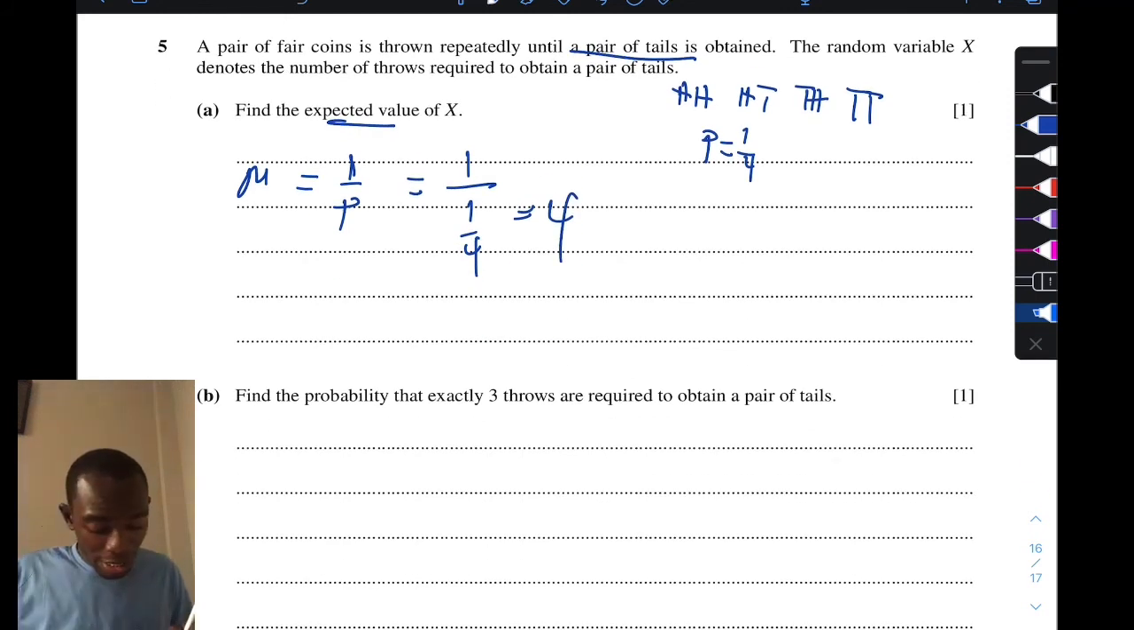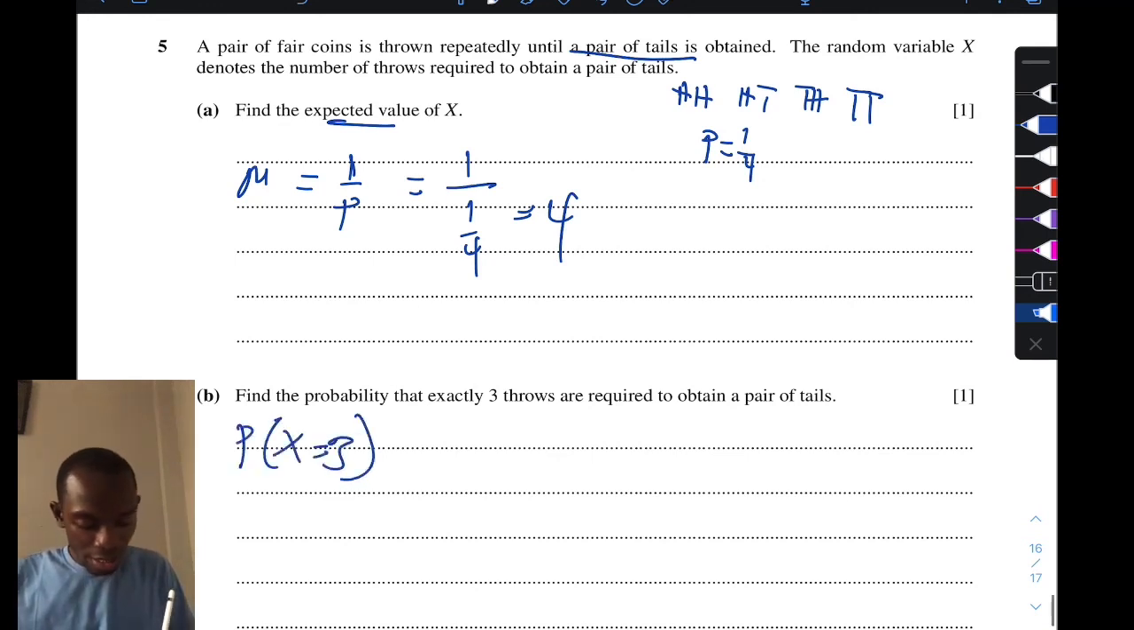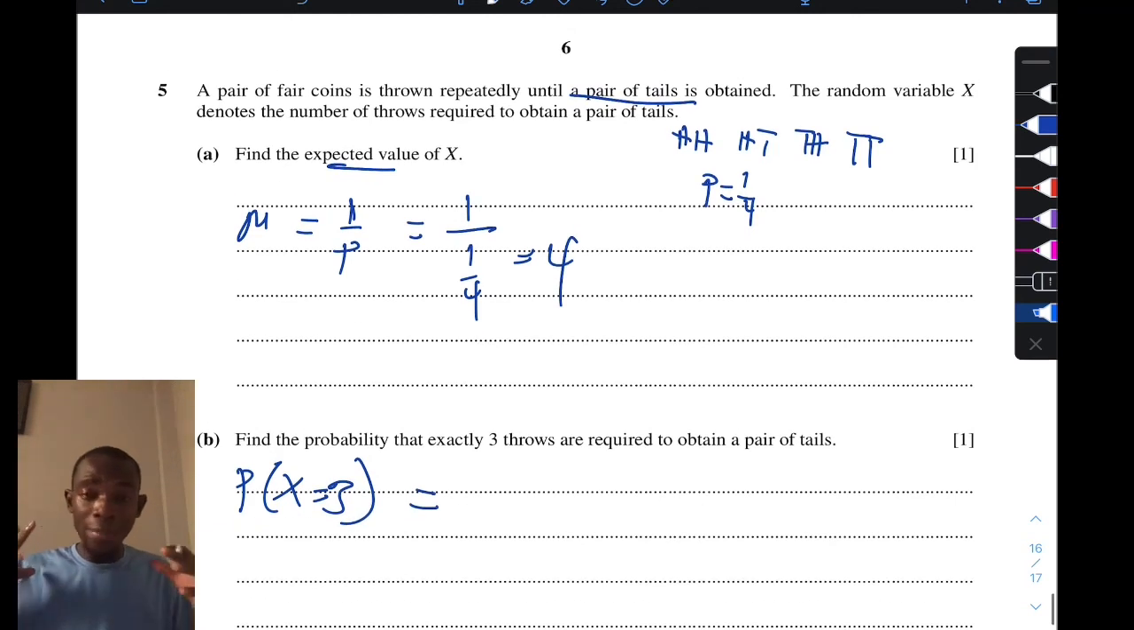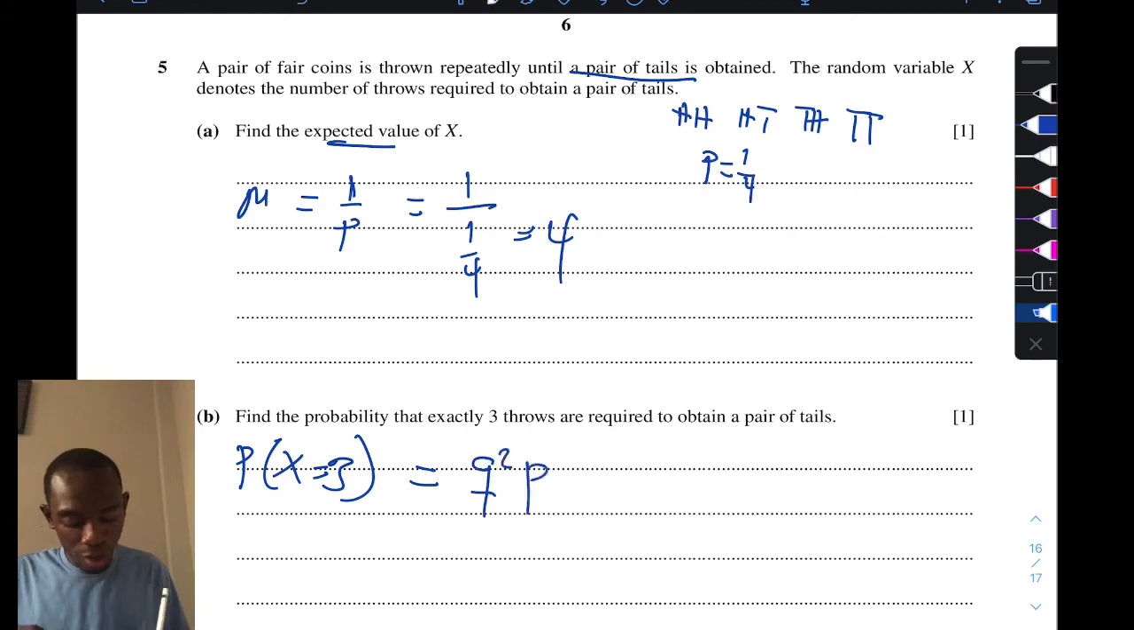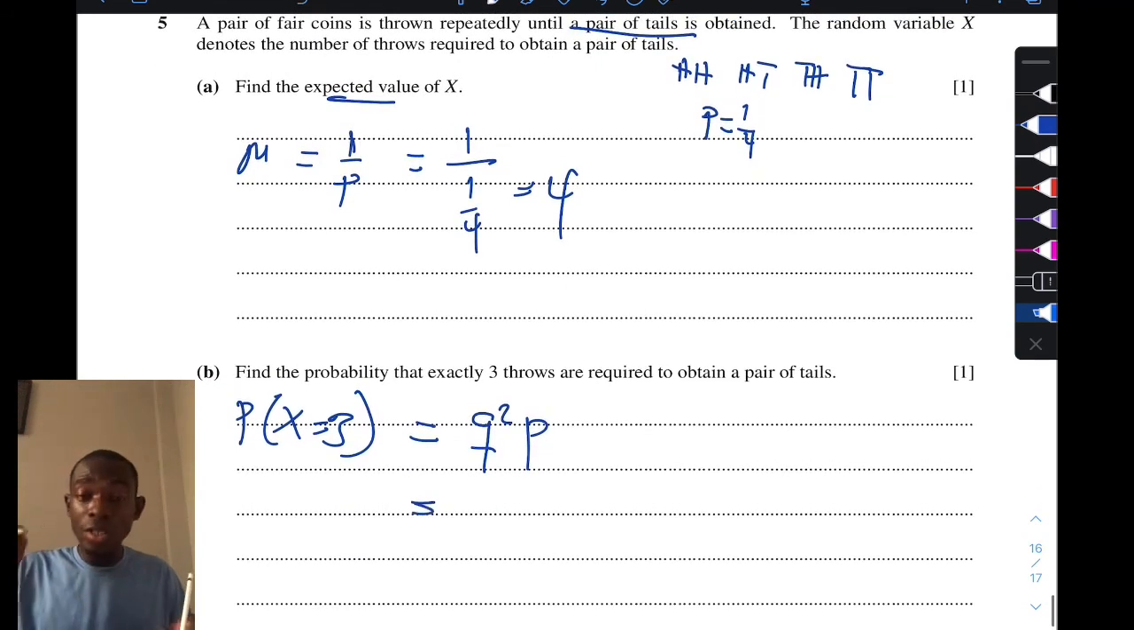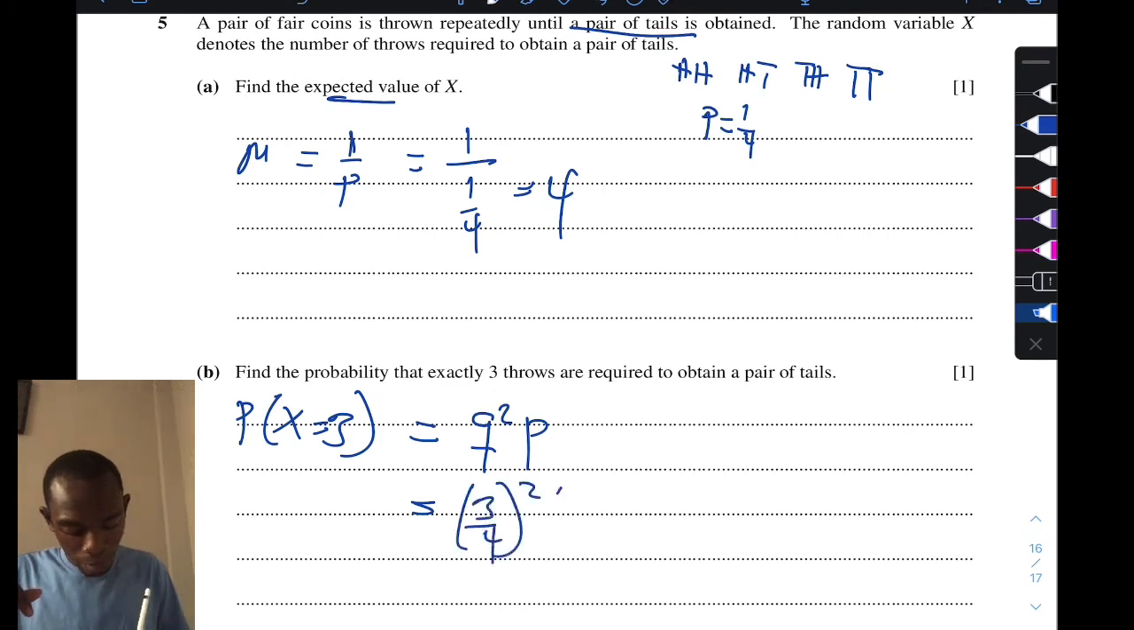Great. It says now find the probability that exactly 3 trials are required to obtain a pair of tails. So the probability that x equals 3. Since this is geometric, that means there were some failures before you had a success. That's how I knew that this is geometric. So the success was obtained on the third trial, which means the first 2 trials were failures. So failure to the power 2 before you have a success. Now if your success is 1 over 4, then your failure is 3 over 4. So (3/4) squared, and then your success 1/4.